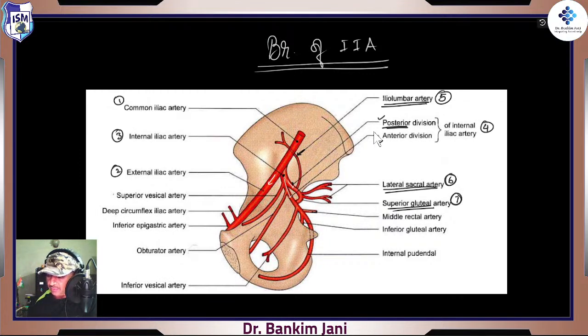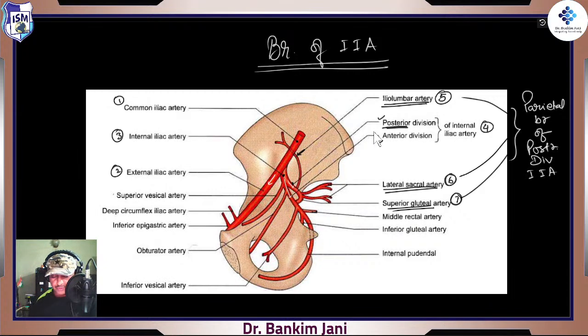So all of them, this, and this. Just for our understanding, we are writing it over here that they were parietal branches, right? As such branches, because there was nothing like another one. So parietal branches of the posterior division, internal iliac artery. Okay, the posterior part is complete.